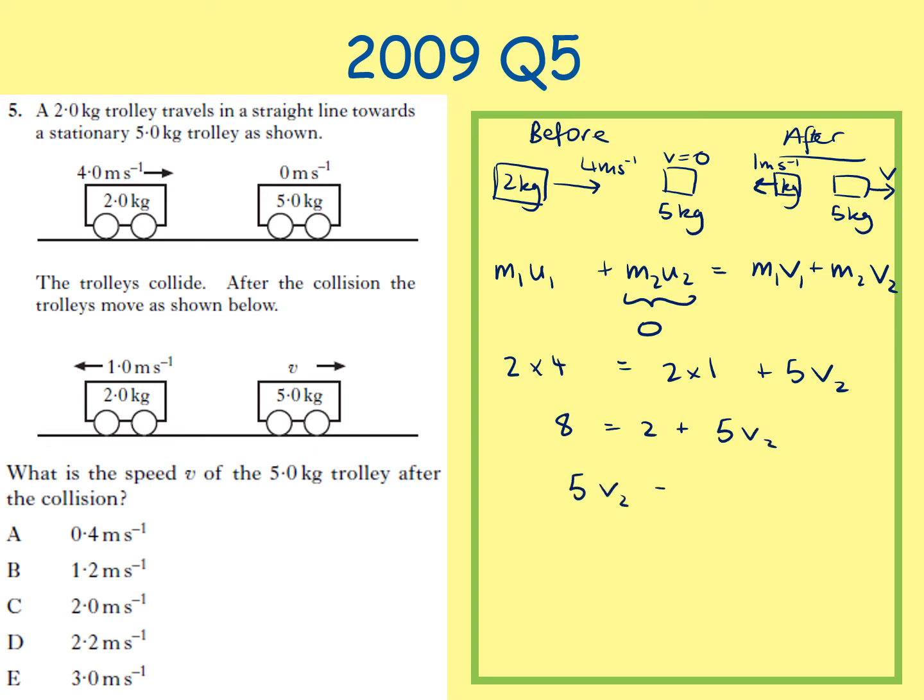5v2 equals, oh, can you see the mistake I've made just there? I should have put in a negative 1 just here because our block is moving to the left rather than to the right. So this should be a negative 2 just here. So our 5v2 is going to be 8 plus that 2, so we should have 10. Therefore, our v2 is going to be 2 meters per second to the right because it's positive. This is answer C there.